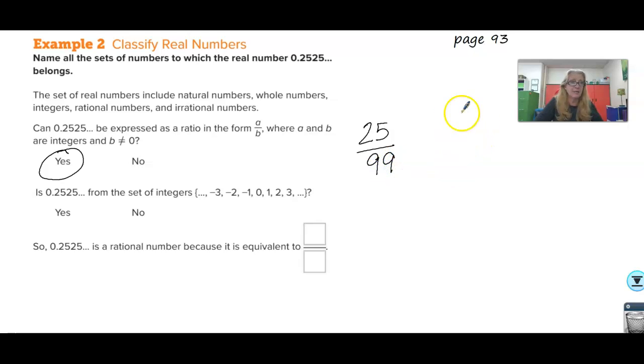You know how 9 repeats a single digit? 99 repeats a double digit. 99 and 99 are super fun. Is 0.2525... from the set of integers? No, it is not an integer, because in order to get in the integer club, you cannot be a fraction or a decimal. So 0.2525... is a rational number because it's equivalent to 25 over 99. Pretty cool.